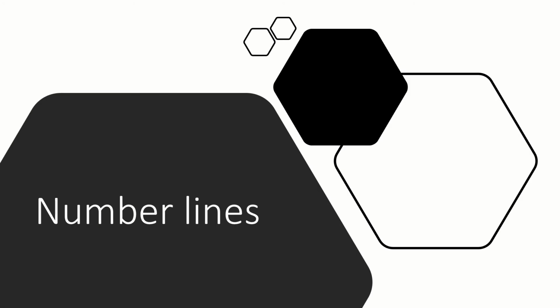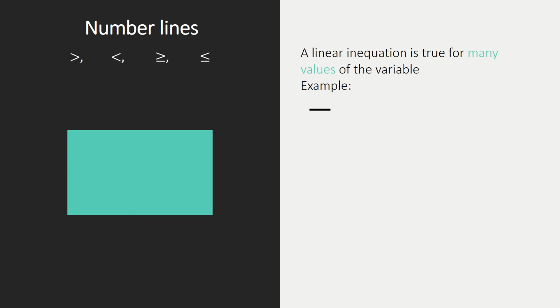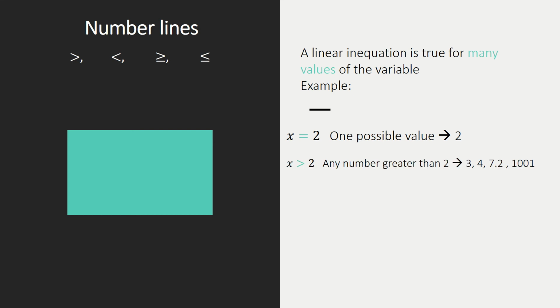Alright, so let's have a look at what number lines have to do with it. A linear inequation is true for many values of the variable. For example, x is 2 only has one possible value, and that's 2, because it's exactly 2. However, if we talk about x is larger than 2, we talk about any number greater than 2. So for instance, 3, 4, 7.2, 1001, but also a million, 6 million, a billion, and so on.